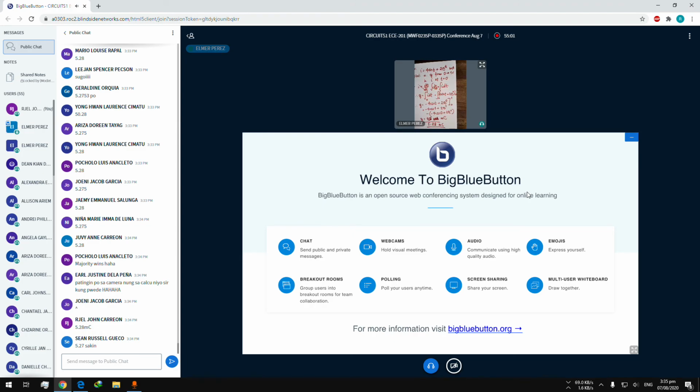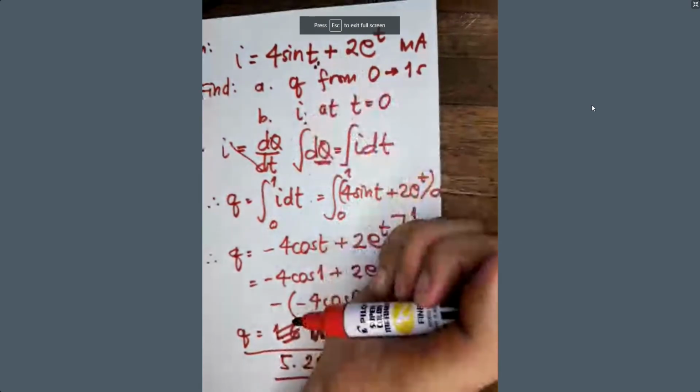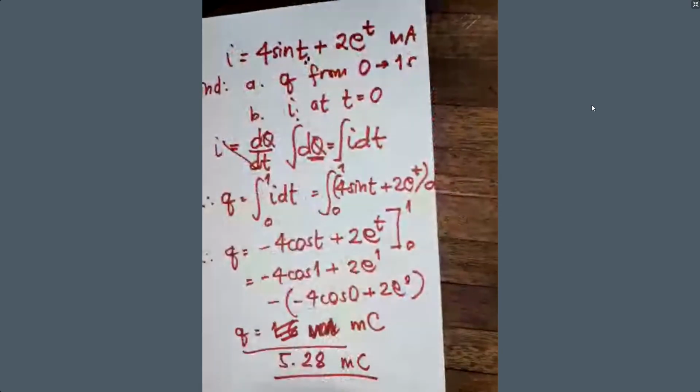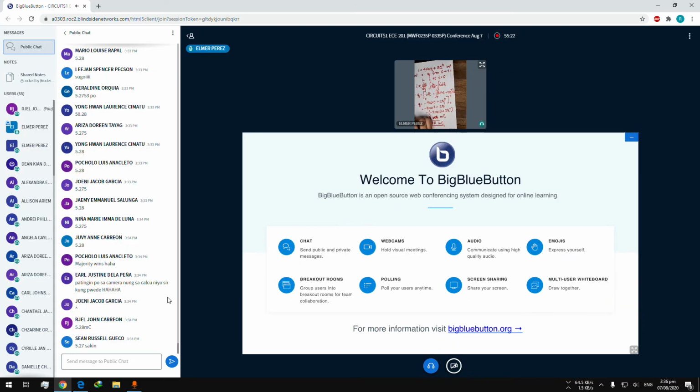That's 5.275. Okay. So, ayan, for letter B, is a substitute nyo lang. Okay, madali lang naman yung letter B. So, ang sagot ay sin 0 is still 0. So, the answer will just be 2. Letter B, the answer is I is equal to 2 milliampere. Ayan. I-substitute nyo lang yung t is equal to 0.